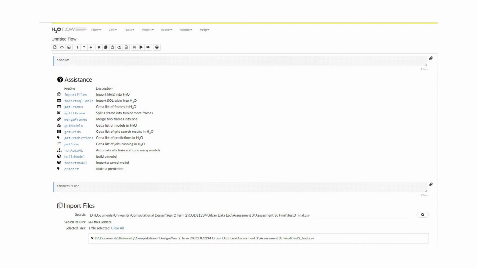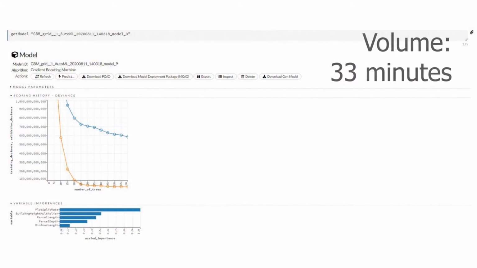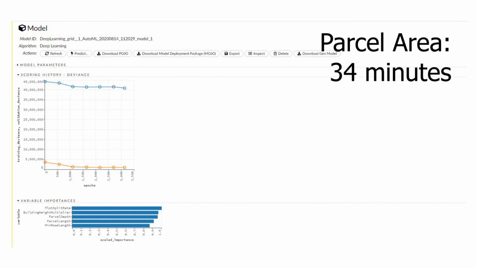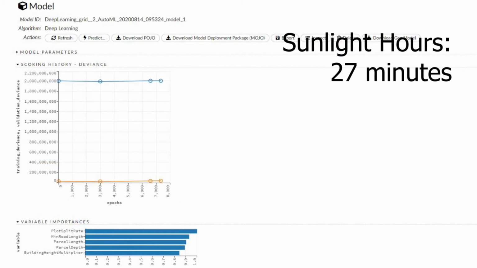I then imported this dataset into H2O to run the AutoML model generator, where my primary problem seemed to be the lack of memory space in my computer. And after several instances of what should have been 50-minute models failing after 5 to 6 hours, I generated 3 separate models that used the previously stated inputs to predict the volume, parcel area, and sunlight hours of the Rhino model.